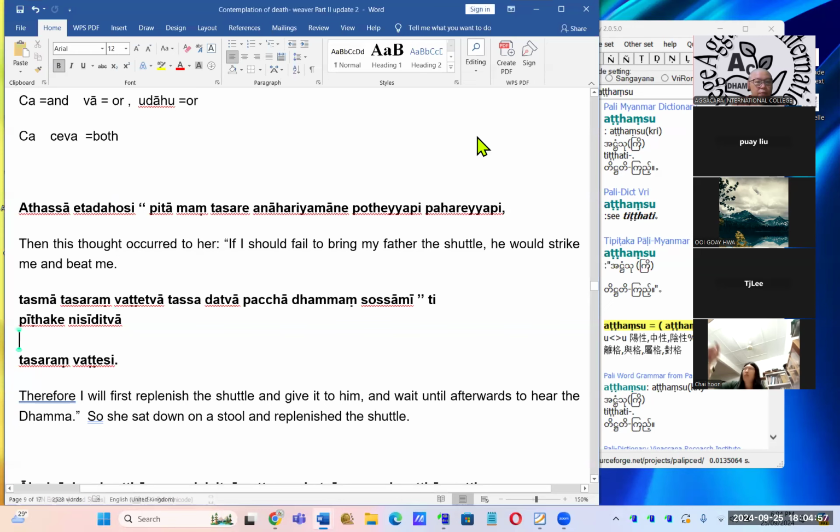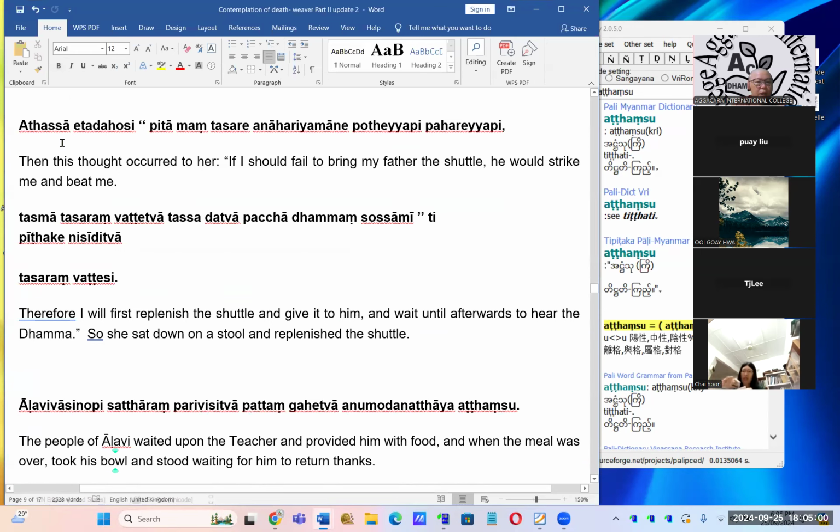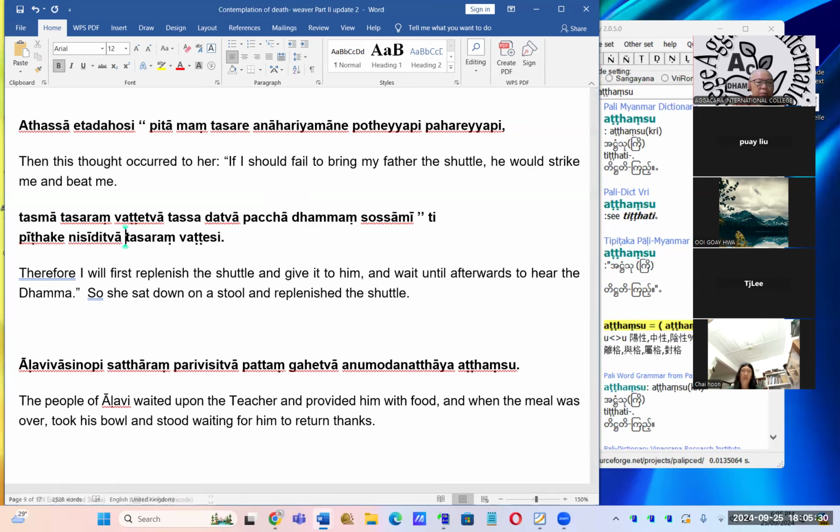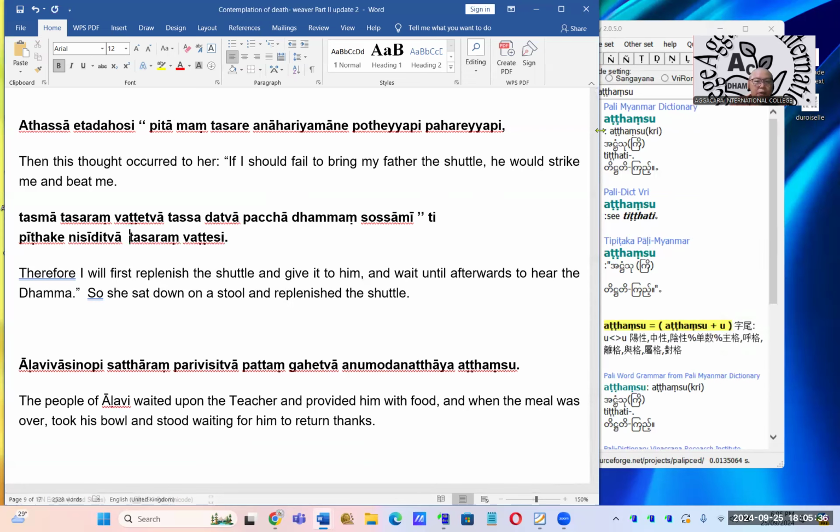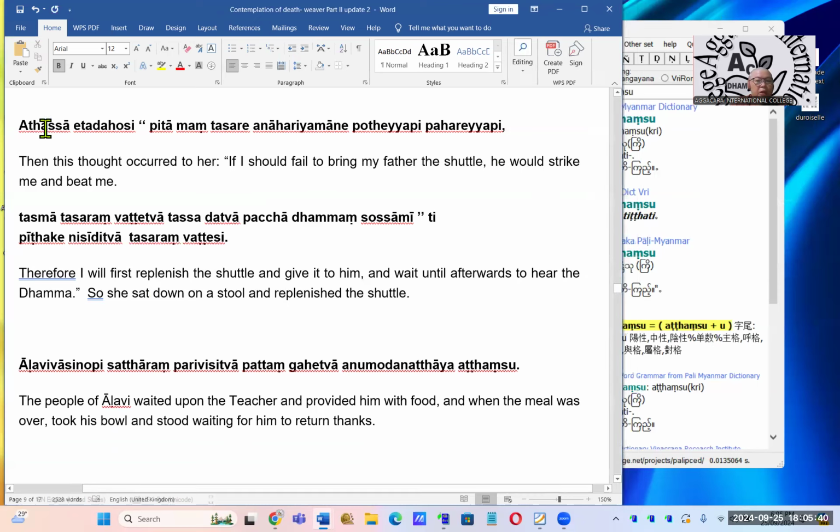All right, now we continue the sutta. Atta, atta asa, two words. Atta asa etada ahosi. Pita mam tasare anahariya mane. Hoteyapi pahareyapi. Tasma tasaram vadetva tasadatva pachadama sosamiti pitake nisiditva. Okay, tasaram watesi. So this is a long sentence, but even though it's a long sentence, if we divide it part by part, it will be easy. So I will start the analysis later, and I will ask you all to join in.